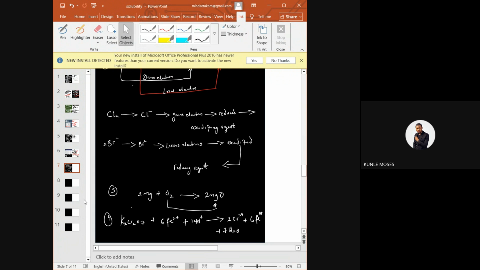K2Cr2O7 plus 6Fe2 plus plus 14H plus giving rise to 2Cr3 plus plus 6Fe3 plus plus 7 molecules of water. So on the group, just write the equation, then tell me which species is oxidized, which is the oxidizing agent, and tell me the reason. And which species is the reducing agent.